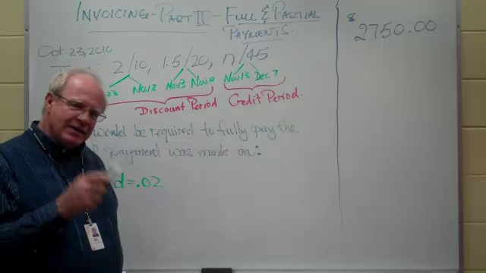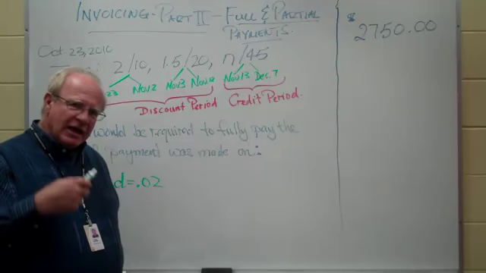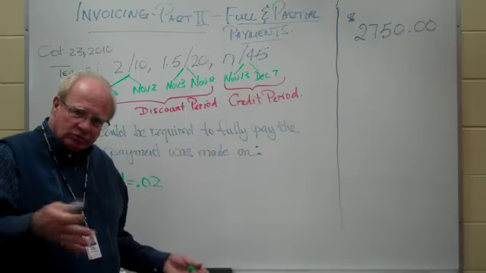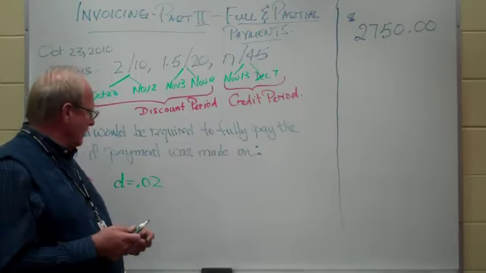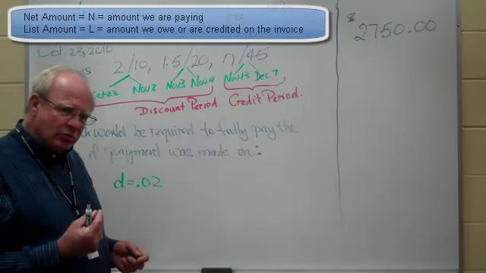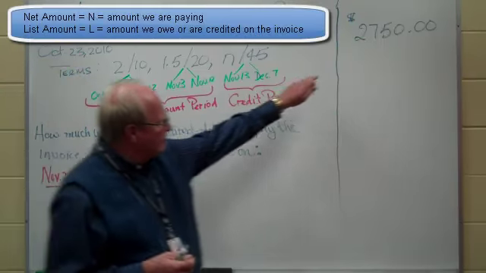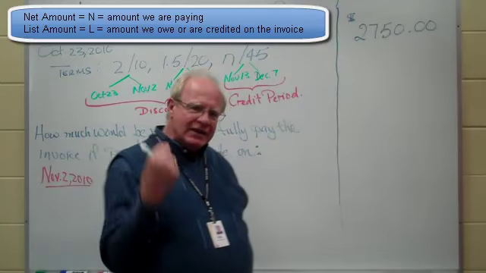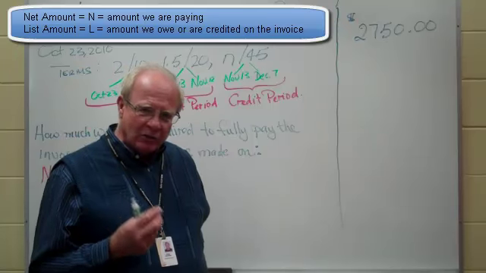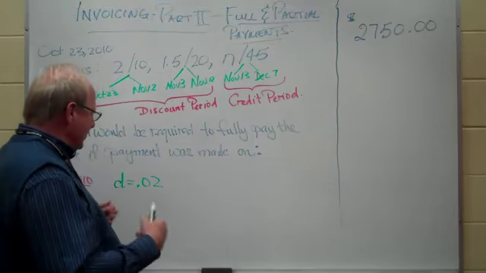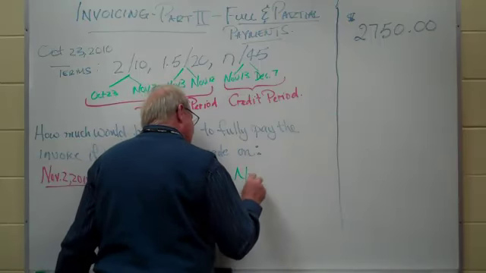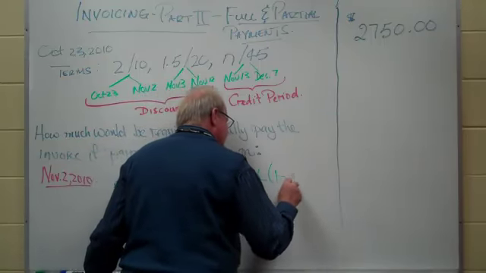Now there are two things you really need to remember. The amount that anybody is paying in cash or any other method by check or debit or transfer or whatever, that is the net amount. The amount that appears on the invoice, the $27.50, or any amount that gets credited on the invoice are all list amounts. Now why am I saying that? Because we're going to be using the formula. The mainstay formula here is net is list times 1 minus the discount.